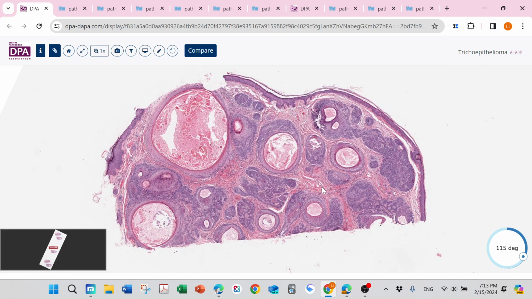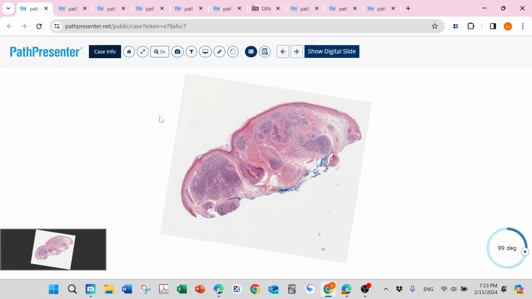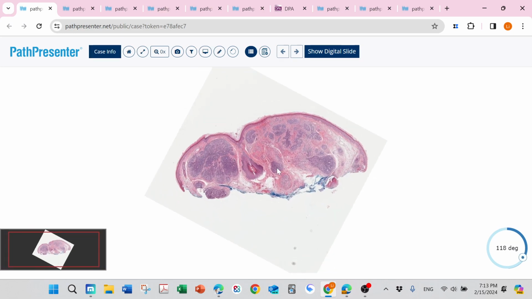And other people will also be confused with trichoblastoma. Actually, trichoepithelioma and trichoblastoma are in the same family. For me, if we see a small lesion like this one, I would say this is trichoepithelioma in the superficial dermis. This is another one, trichoepithelioma.